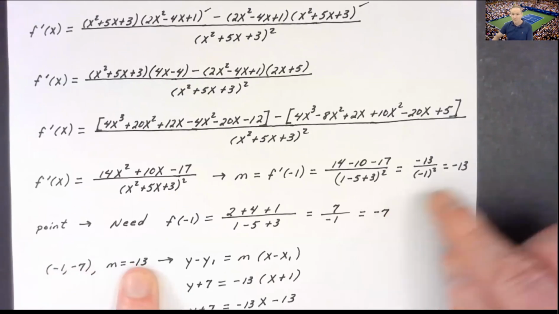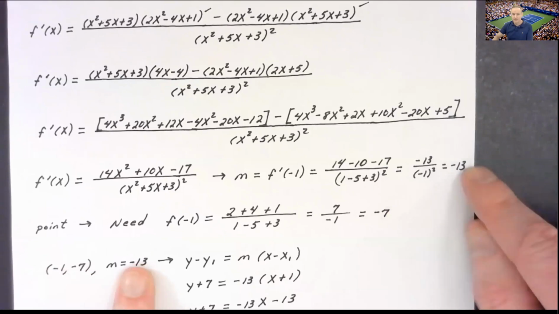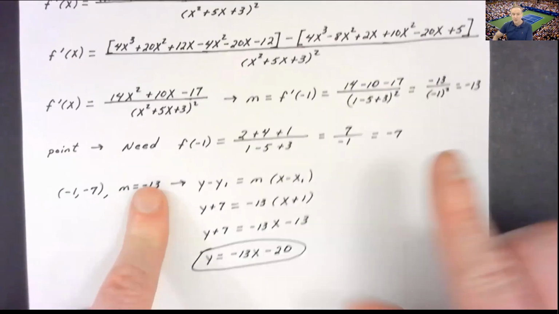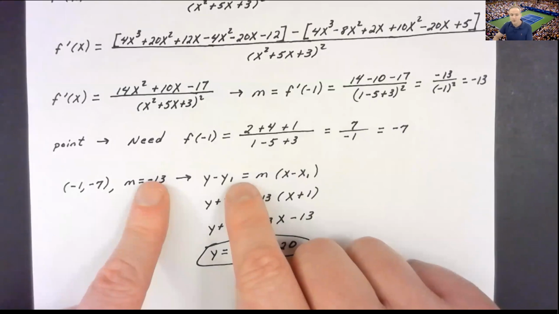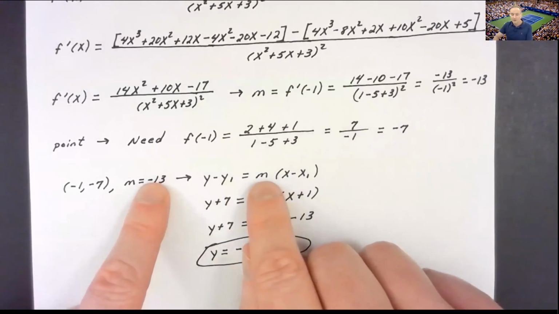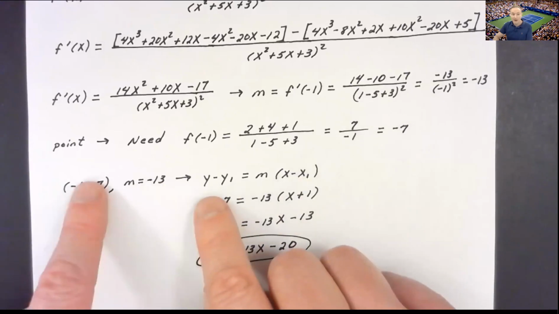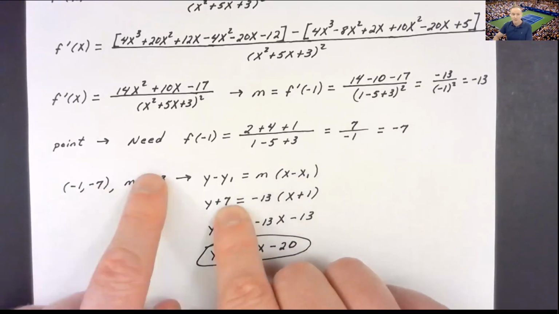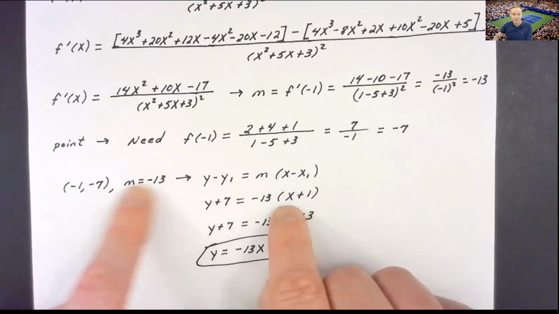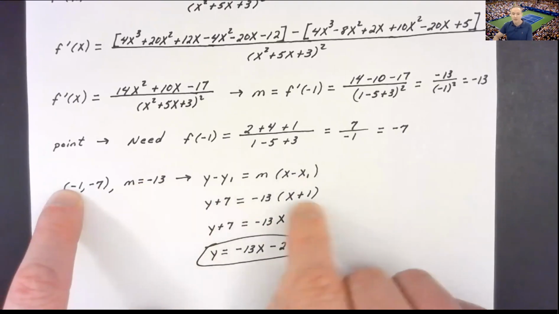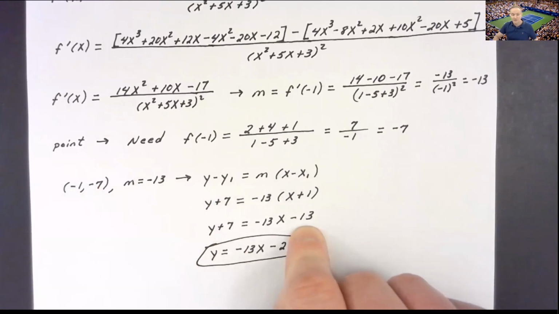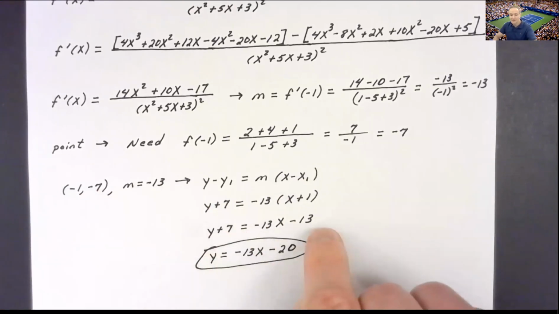I have the slope, -13. It's the derivative evaluated at the x value of interest. You plug this into your point slope formula: y minus y1 is equal to m times x minus x1. So that's going to be y plus 7 is equal to negative 13 times the group x plus 1. I distribute the negative 13 on the right to get negative 13x minus 13. We subtract 7 on both sides, and you'll get y equals negative 13x minus 20.